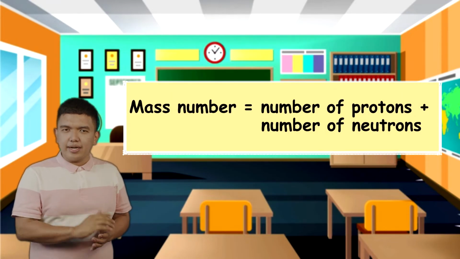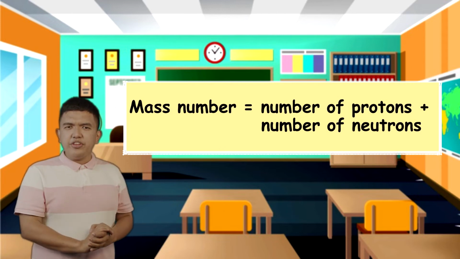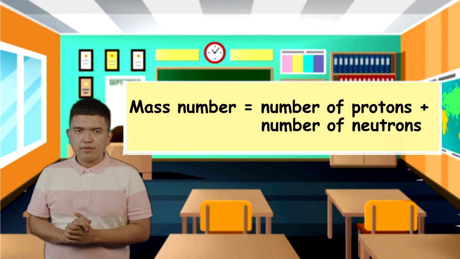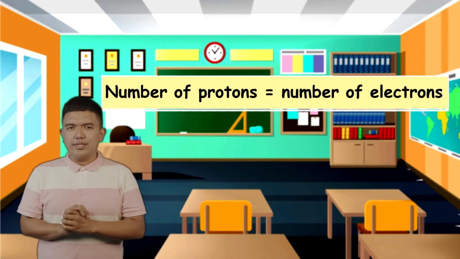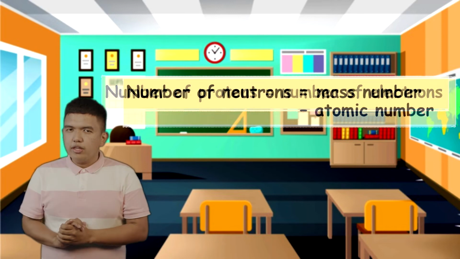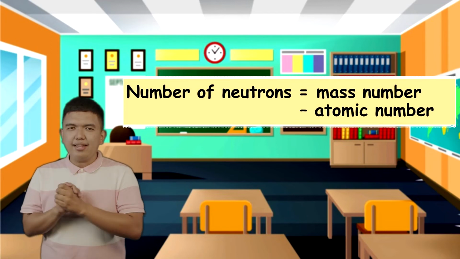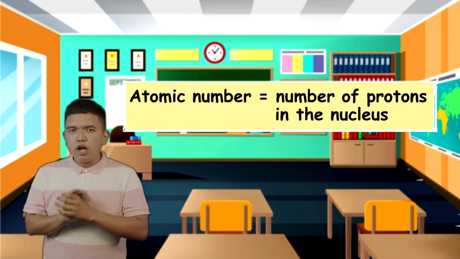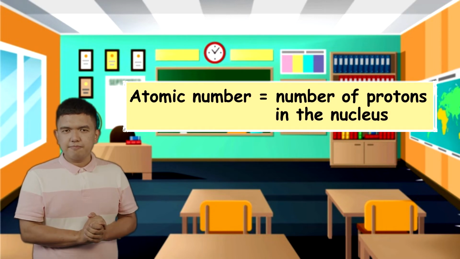The mass number is the sum of the number of protons and number of neutrons. For neutral atoms, the number of protons is equal to the number of electrons. The number of neutrons is the difference of the mass number and the atomic number. The atomic number is the number of protons in the nucleus.